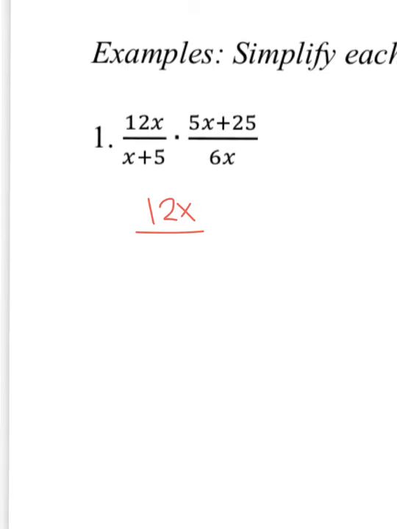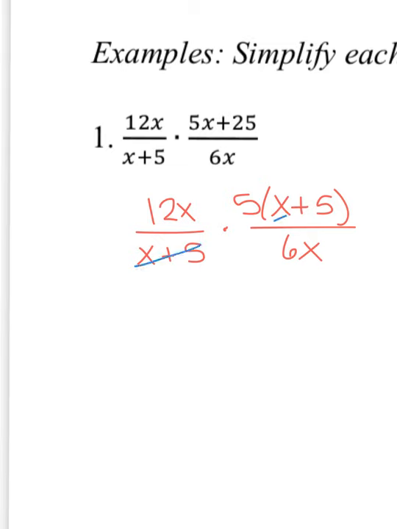X plus 5 factored is x plus 5. Can't do anything with that. Times, this one's actually pretty easy. To factor 5x plus 25, you would do 5. Take out a 5 as a GCF, you are left with x plus 5, divided by 6x. That's your first step. You factor everything. It just so happens that in this case, the only thing that had to be factored was the 5x plus 25. No big deal. So now we're going to cancel things out.